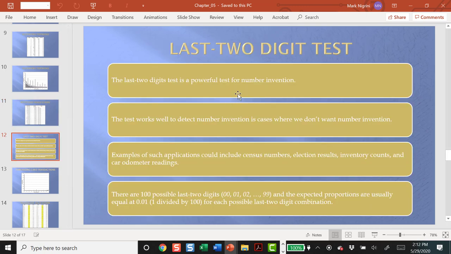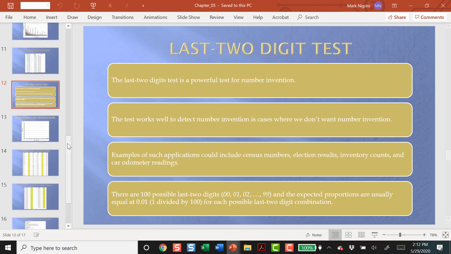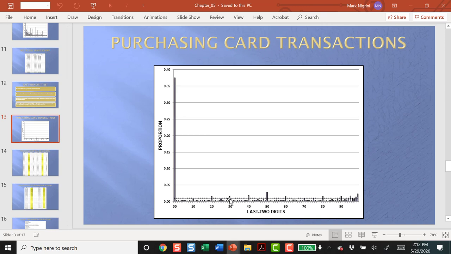The last two-digit test. I like this test. It is a powerful test for number invention, and it's worked quite well on things like election results, inventory counts, car odometer readings, and the like. All I want to do is look at the last 2 digits. This is the purchasing card transactions, and these are the last 2 digits being the cents. And we can see that more than 1/3 of the numbers end in 00. Quite odd. 50 coming in second place, and 99 in third place.